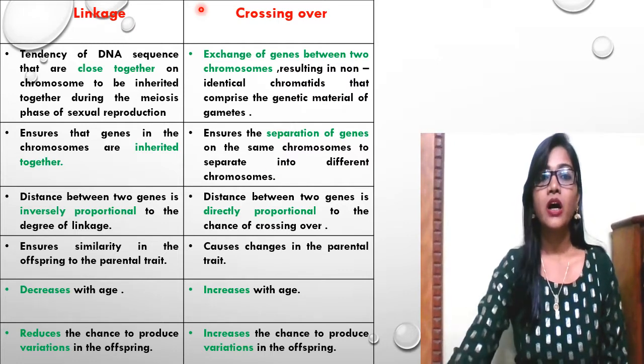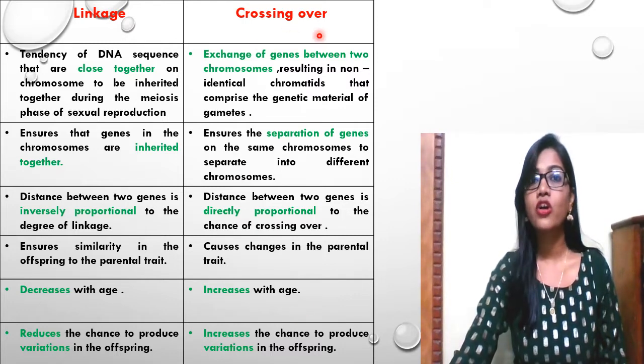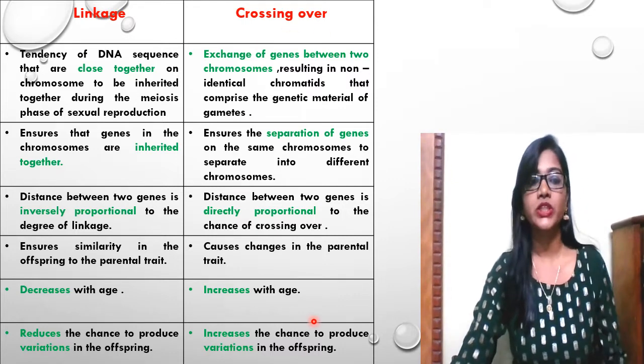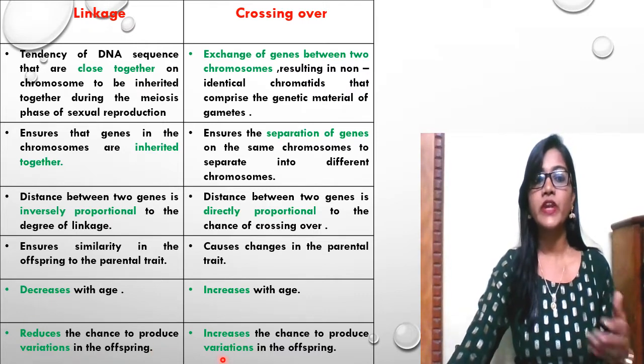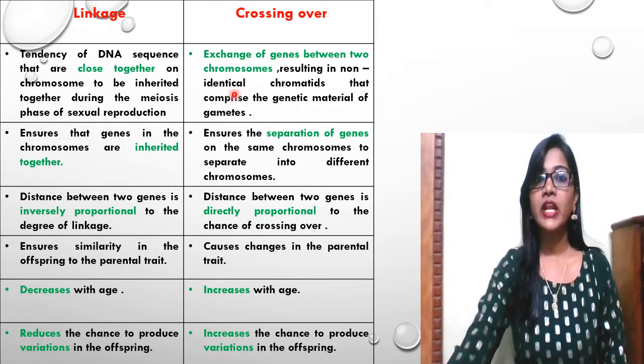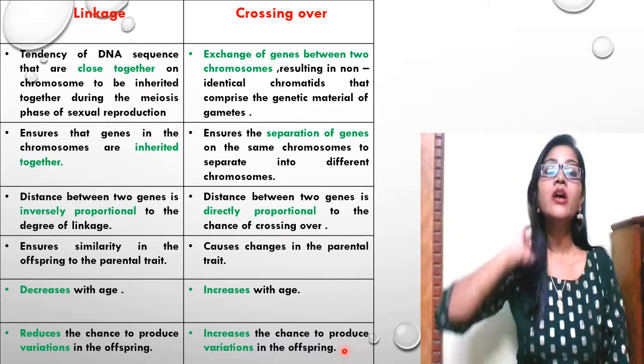Okay, in case of linkage, it decreases with age, while in case of crossing over, it increases with age. Linkage reduces the chance to produce variations in the offspring, while in case of crossing over, it increases the chance to produce variations in the offspring.